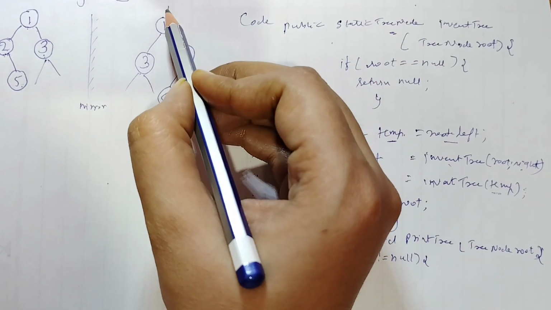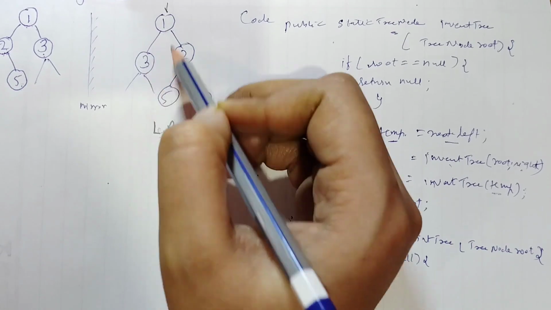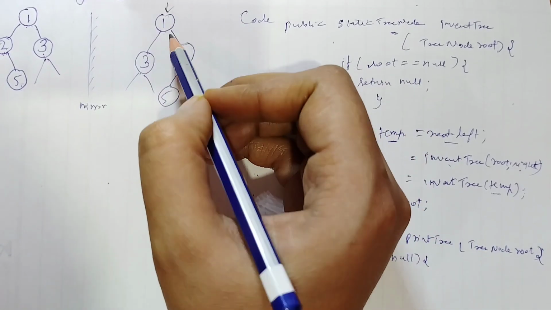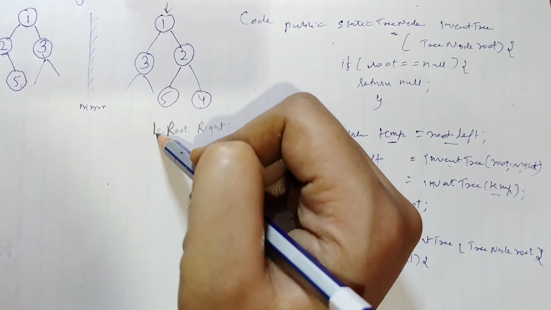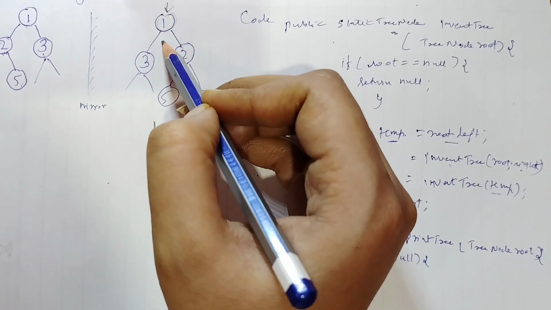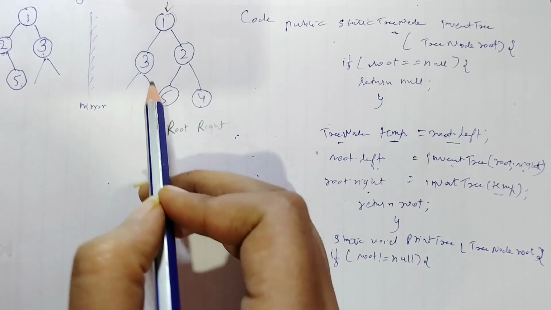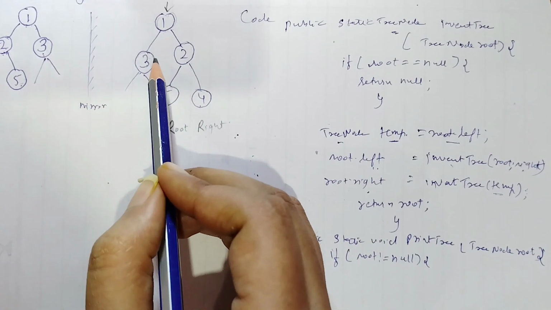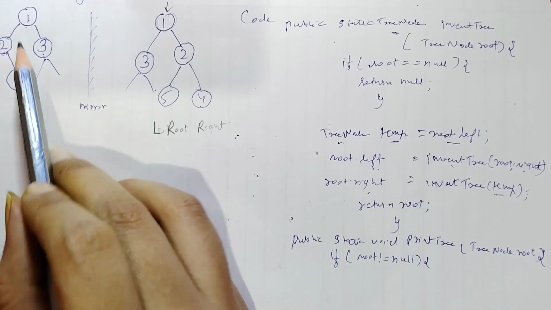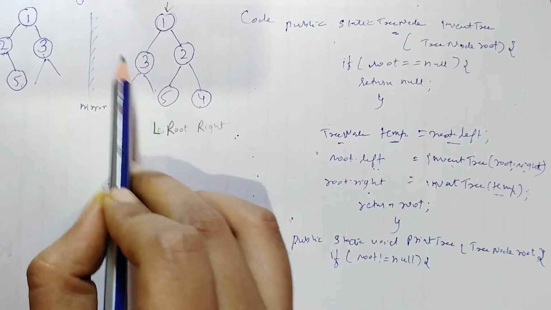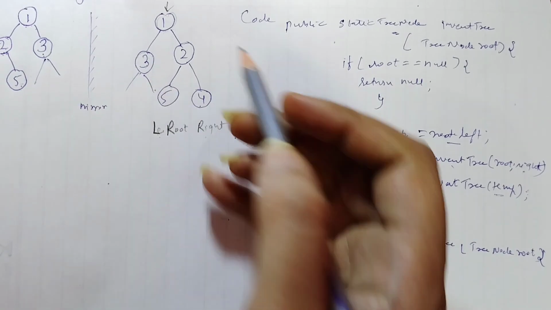Here this is left node, root node, then our right node. So we will start from here. We have to visit each and every node in our binary tree. First is left. This is our root node, so we have to visit our left node. After swapping we have to print. That's why I am taking this. We have to print after swapping.